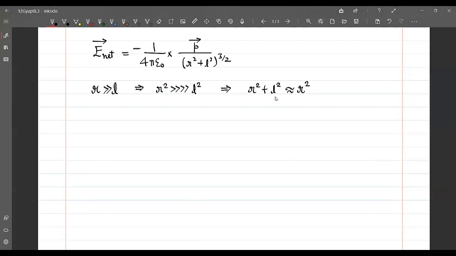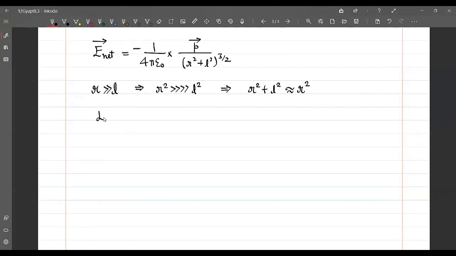Means adding up L square to R square doesn't change it by a significant amount. It's like adding 1 millimeter to a meter. Adding 1 millimeter to a meter is 1.001 meter. Doing this square will reduce it down to an even smaller amount. So that's why we write R square plus L square is approximately equal to R square.